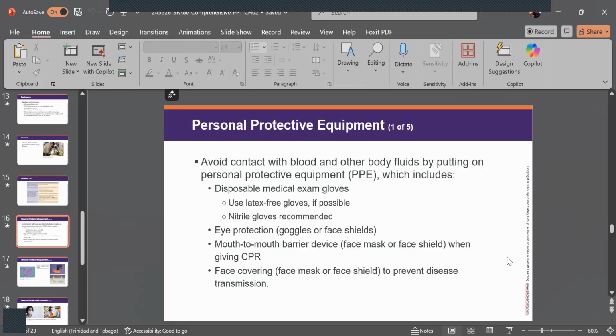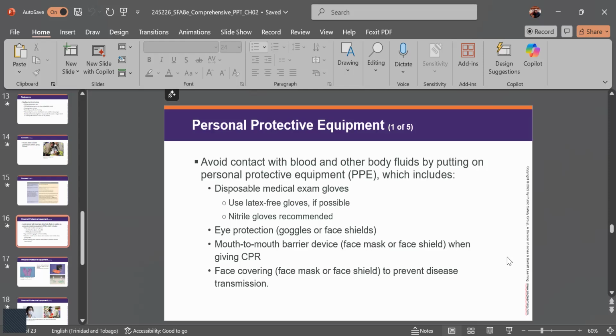PPE, personal protective equipment. Typically in healthcare, you would hear healthcare providers referring to it as BSI, body substance isolation. Everybody else, we say PPE. The idea of using PPE is to provide a level of protection so we do not get contaminated with any infectious material. But it's not just to protect us. We also look at providing a level of protection for the patient.